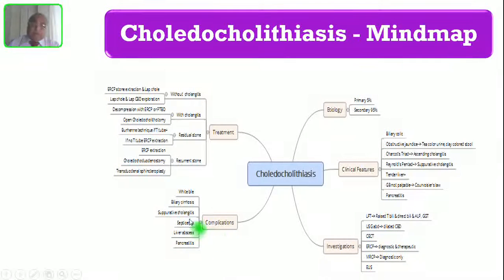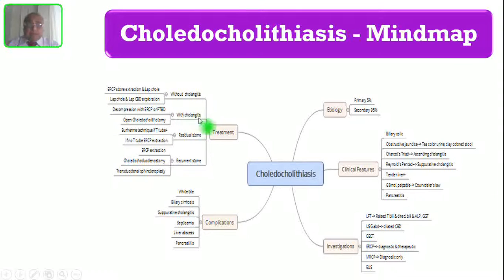Complications are: because of the obstruction, there will be white bile, biliary cirrhosis, suppurative cholangitis that will go for septicemia, liver abscess, and pancreatitis. Treatment: if the patient is not having cholangitis, then you can try ERCP stone extraction, followed by lap chole, or you can do everything laparoscopically. You can do lap chole and laparoscopic CBD exploration and removal of the stone.